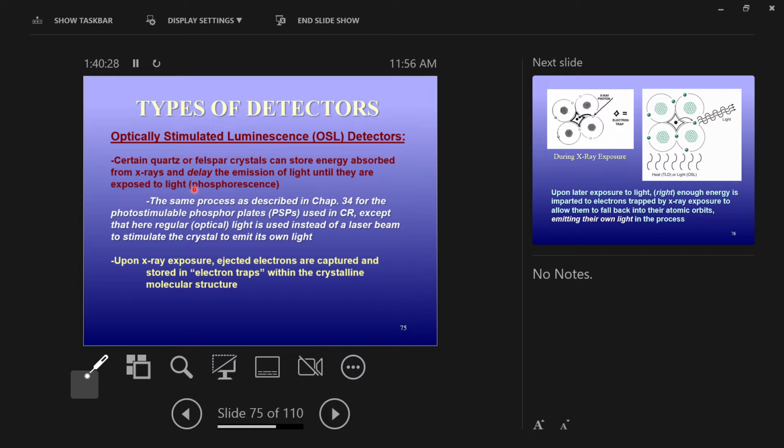The other type of detector, one that we actually are going to use in everyday practice, is called an optically stimulated luminescence detector, or OSL. These are your badges. Now there's different types of badges. This is one of them.